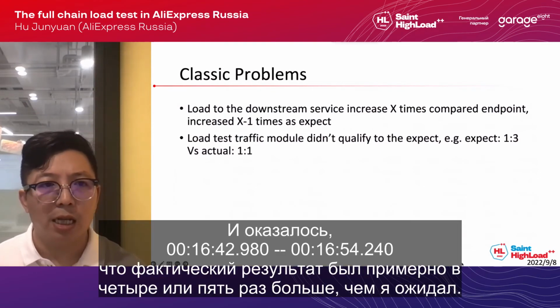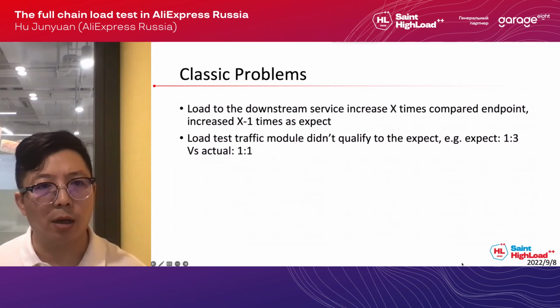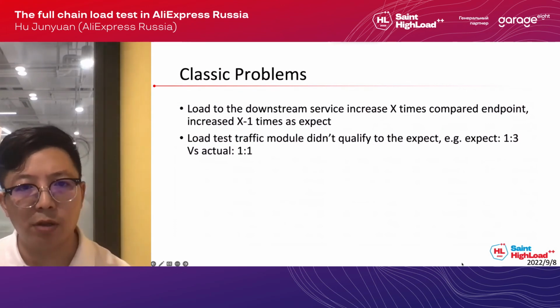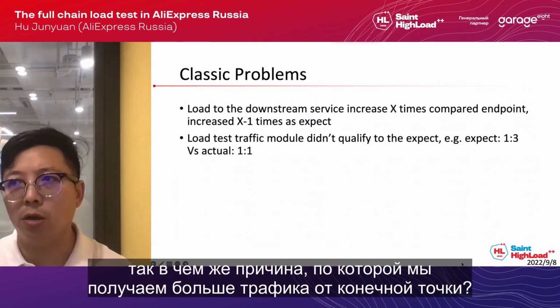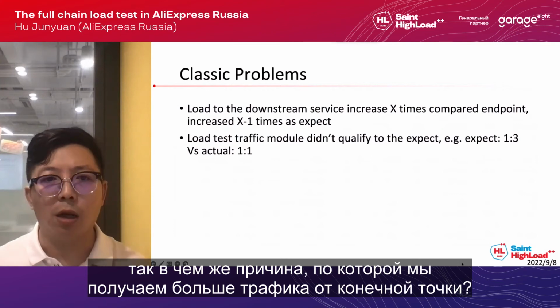But the actual result is increased like 4 times or 5 times as our expected. So what's the reason why we get more traffic from the endpoint?